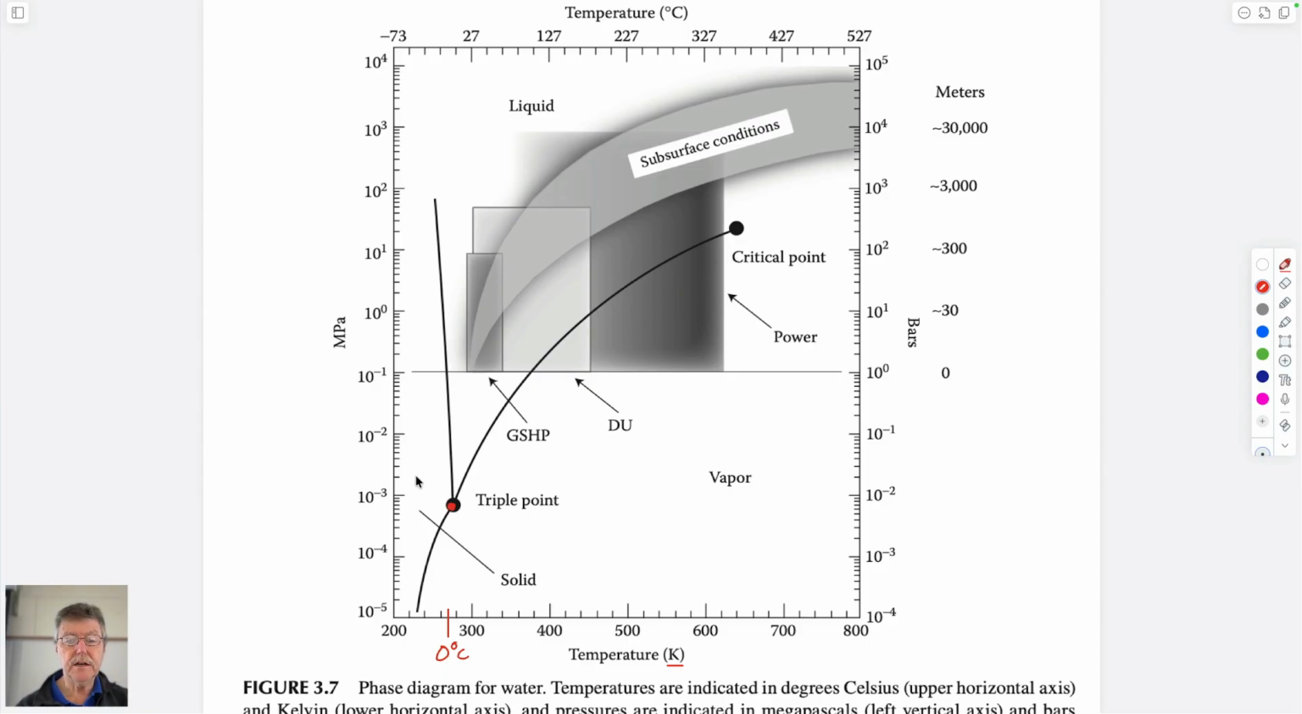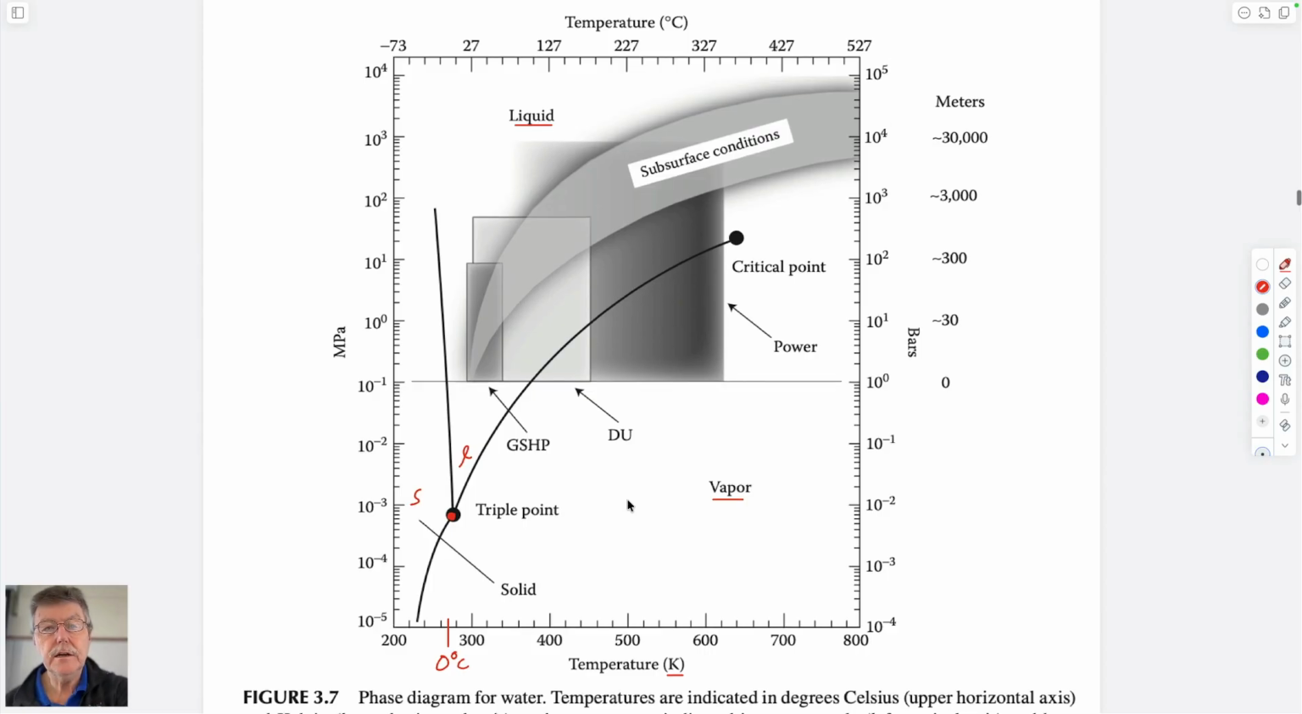This is liquid. Sorry, this is solid. Solid, liquid, and vapor. I guess these are all marked on here. In terms of this curve here being one boundary up to the critical point, and this being the other boundary from identifying ice, water, and vapor. So it's a well-established curve.